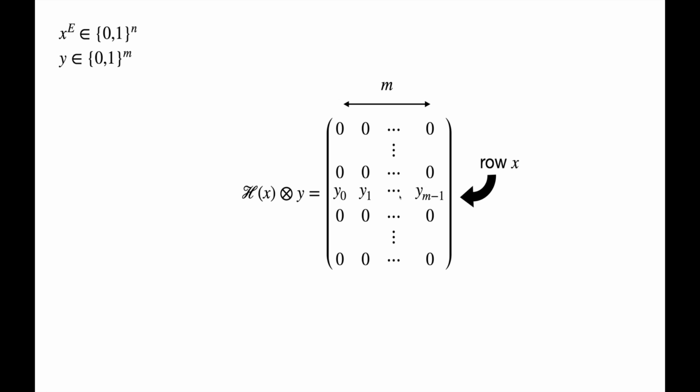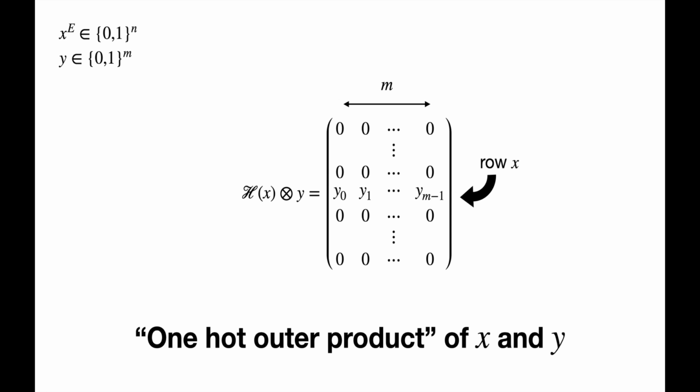Our new primitive computes this matrix inside the garbled circuit. That is, each of the bits of this matrix are encoded as a garbled circuit wire. Therefore, each of the bits of this matrix can be fed into future gates. We refer to the new primitive that computes this matrix as the so-called one-hot outer product operation.